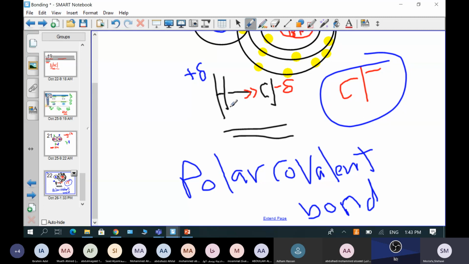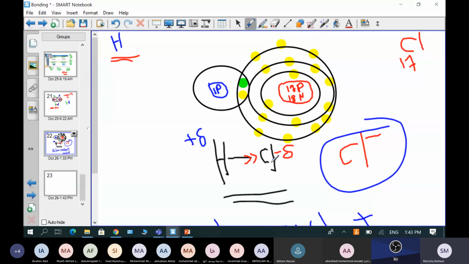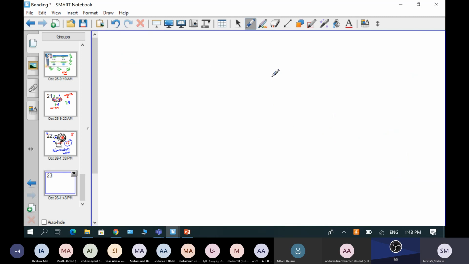So this is a polar covalent bond because we have two different atoms. Let's see another one. And the polarity depends on the difference in attraction force. Here is the attraction force. The difference is not so large between hydrogen and, for example, hydrogen and oxygen. We'll take an example like hydrogen and oxygen in the molecule of water.